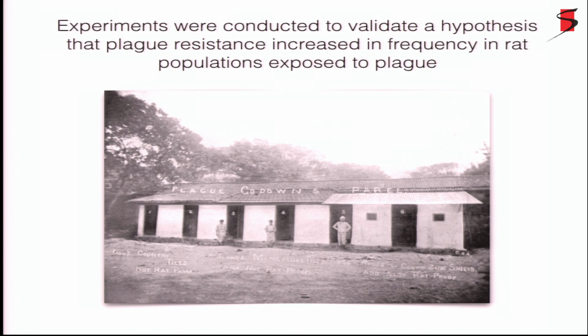So these experiments were also conducted to validate the hypothesis that plague resistance increased in frequency in rat populations that were exposed to plague. In other words, what they showed was that those populations that had been experiencing plague evolved resistance. They didn't term it that way, even though they were quite aware of what they were saying. So this is a table of an enormous amount of data showing the percentage of mortality among wild adult Mus rattus from various places.